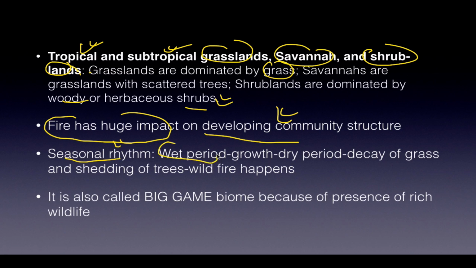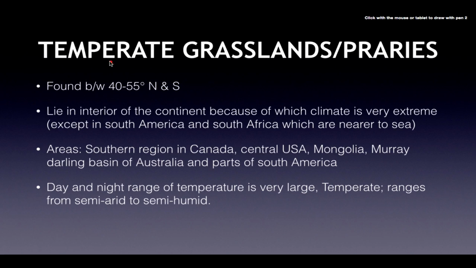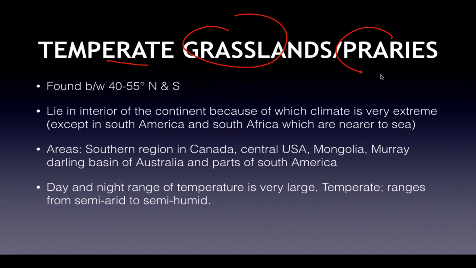Then there is a seasonal rhythm. The wet period is followed by all the rain, then there is growth. Then there is a dry period, which is followed by fire or sometimes decay of grass. It is also called big game. Game here refers to huge animals like bisons, which could be hunted earlier, but now it is more or less banned.